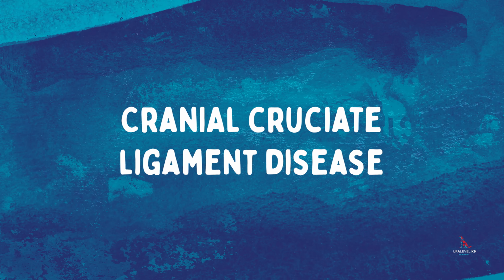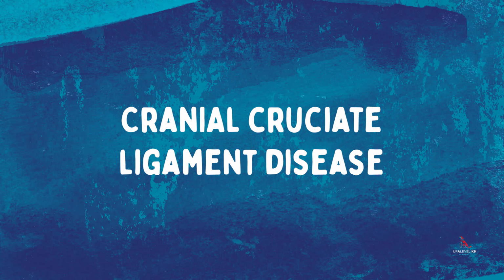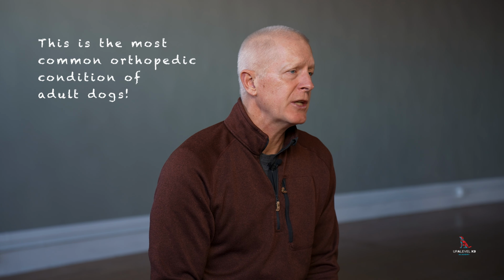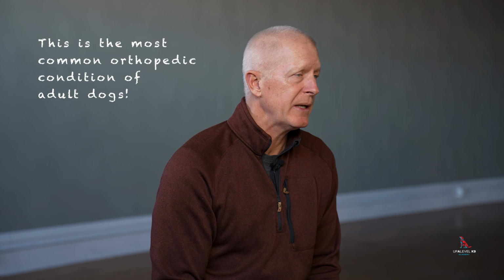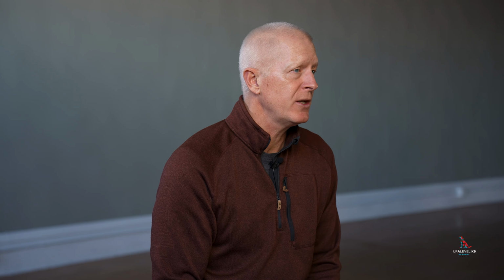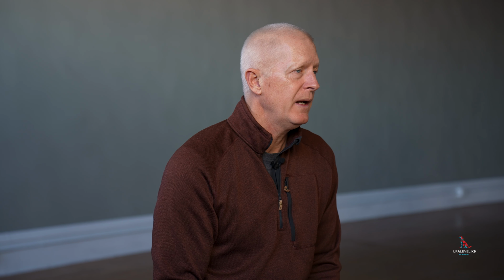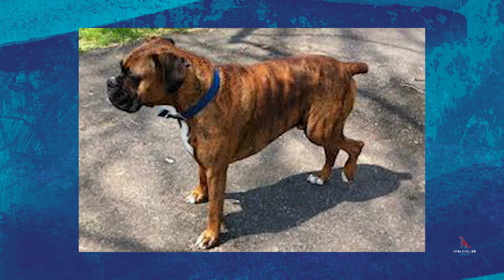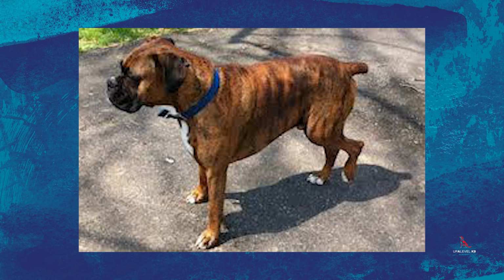So cranial cruciate ligament disease is the most common orthopedic disease that we see in adult dogs. So this causes a gradual progressive degeneration of the cranial cruciate ligament, which is the same anatomical structure as the anterior cruciate ligament in people. And those terms can be interchanged. And this will cause instability of the stifle, or the knee joint, and eventually lead to progressive osteoarthritis with time.